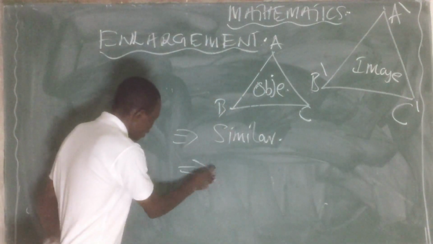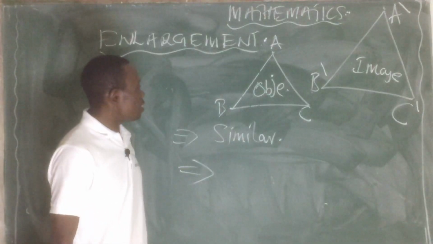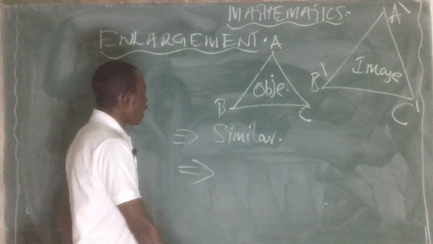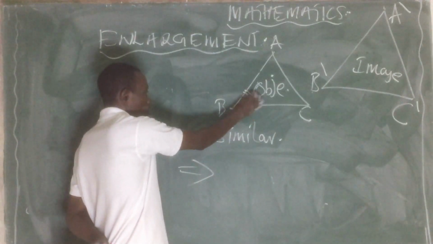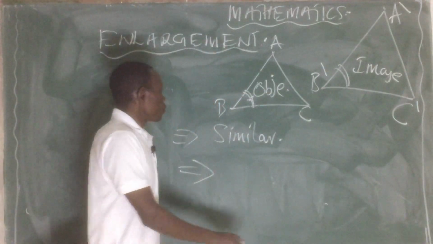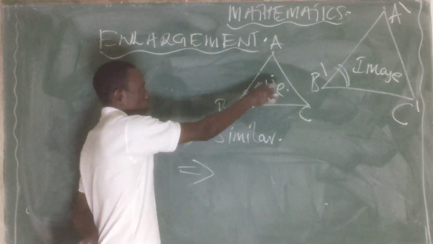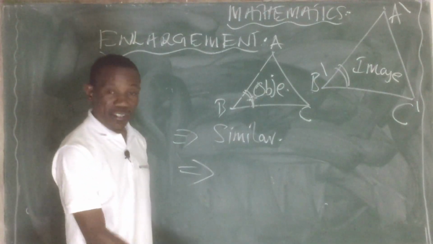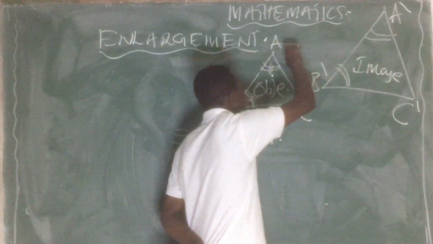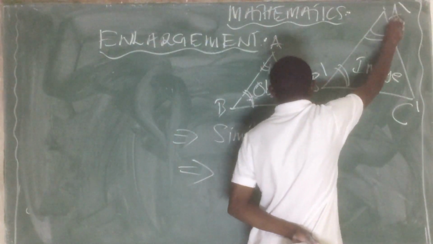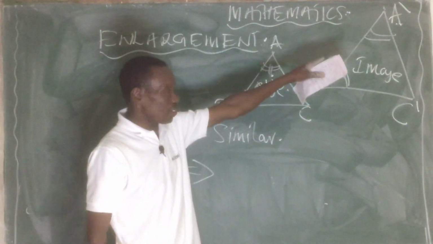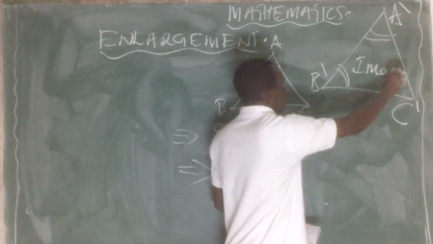So if they're similar, then what should we expect? It means the corresponding angles must be equal. An angle that corresponds to B in the object is this angle here in the image, which is B prime. So if this angle is maybe 60 degrees, you should also expect that angle to be 60 degrees. The same, this angle here corresponds to this angle here. You can see here this A, this is A prime. This prime is just a result of transforming this A. So that is the image. So this angle here must be exactly equal to that one.